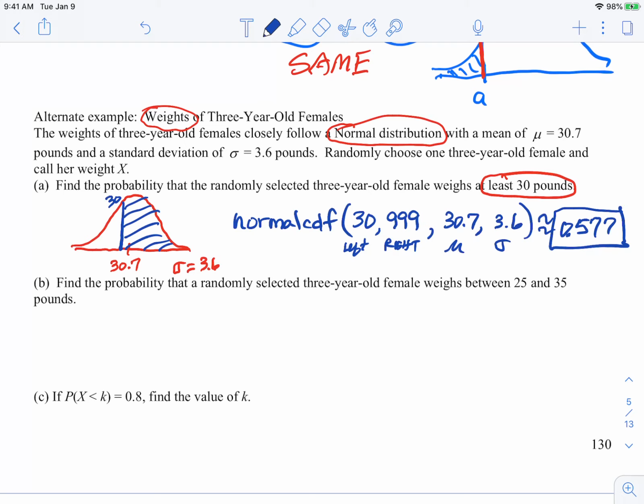All right, between 20 and 25. I'm going to let you do that one. You're still going to use the same command, normal CDF, but you have a couple things to change. So push pause and type this in your calculator, and then I'll show you what the answer is.